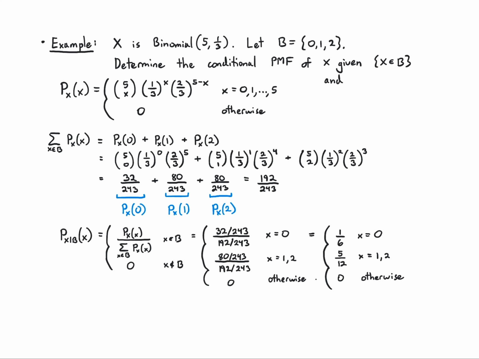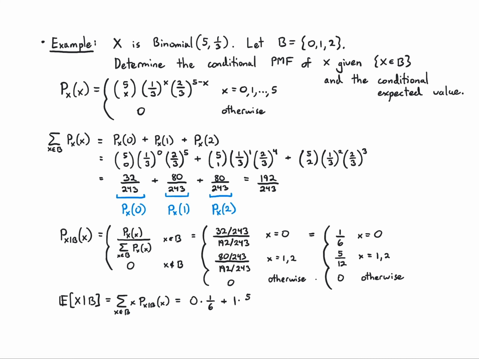Finally, let's get the conditional expectation. So I'm adding this to my problem statement up here, and I'm just going to use the formula. The conditional expectation of x given B: I need to sum up over B, x times the conditional PMF given B. So that's 0 times 1/6, which we just worked out, plus 1 times 5/12 plus 2 times 5/12, and that's going to be 15/12. That simplifies to 5/4. Okay, and that's it for this example, and that is it for conditional PMFs and conditional expected values.